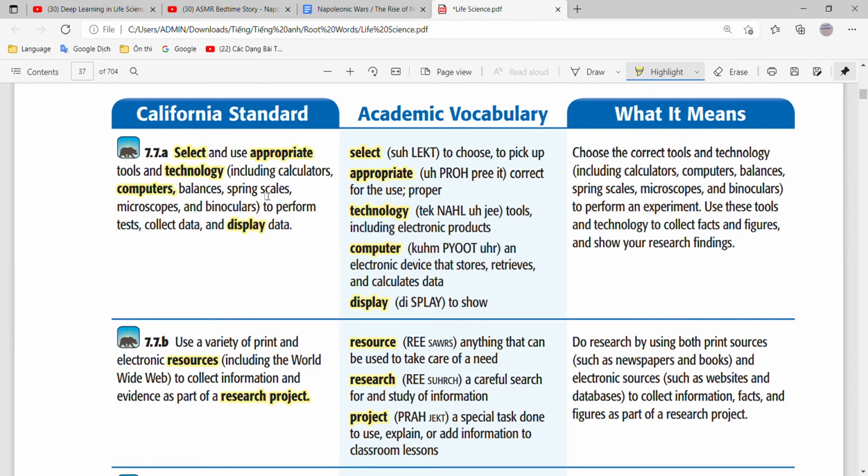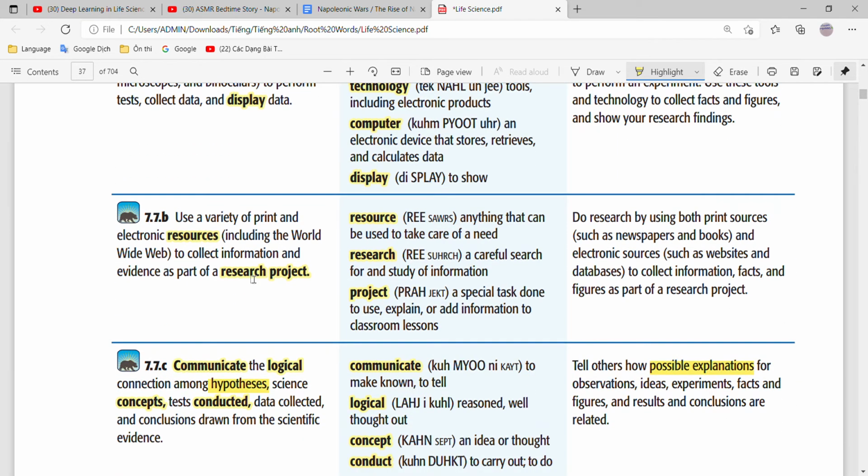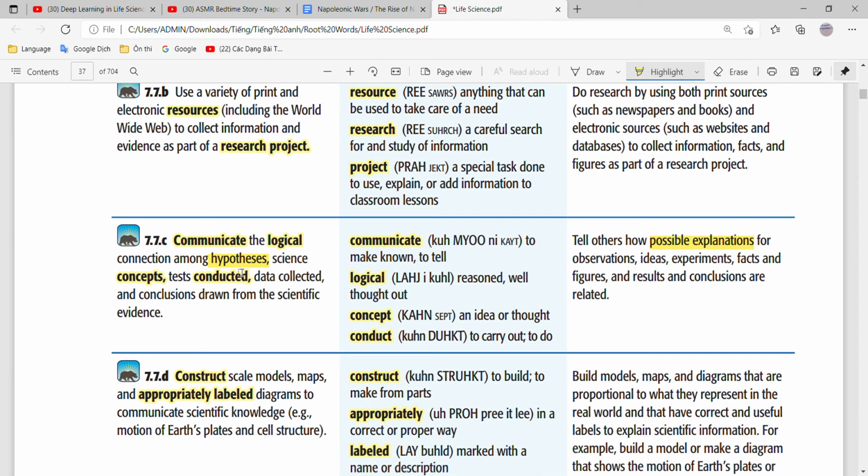Okay, so first you have to select and use appropriate tools. The second, you have to use print and electronic resources to collect information. So next you've got to show others the logical connection among the ideas or the experiments or everything that is related.